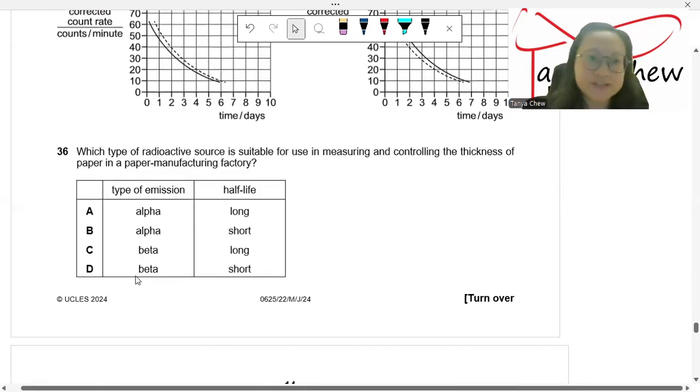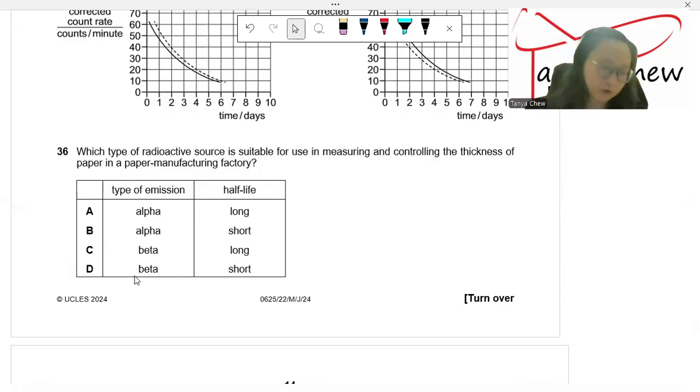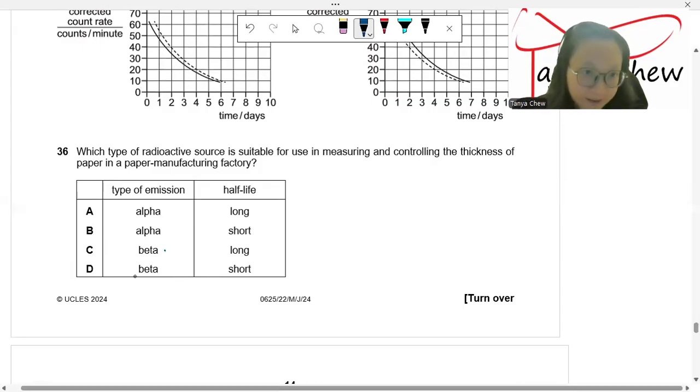Question number 36, which type of radioactive source is suitable for use in measuring and controlling the thickness of paper in a paper manufacturing factory? The answer is actually beta. The source must have a long half-life in order for you to use it for a longer period of time.